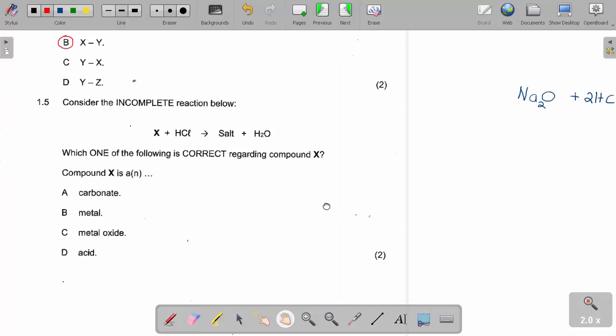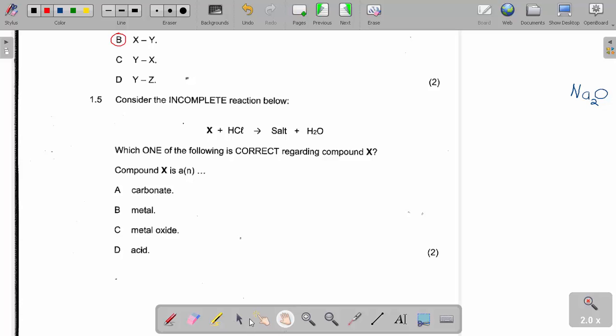So what is my answer here? My answer is C. Hope we are together. My answer is C.